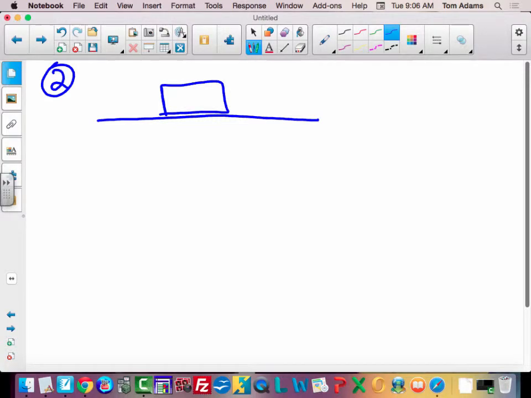So we have this box, and it's 5.0 kilograms, and it is displaced 10 meters. So we start here, 10 meters. Okay?